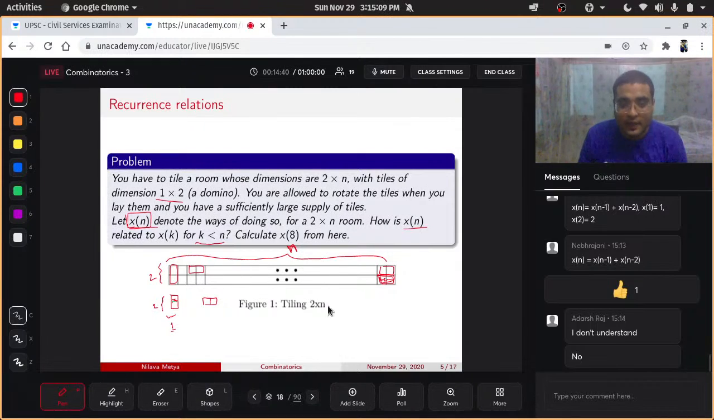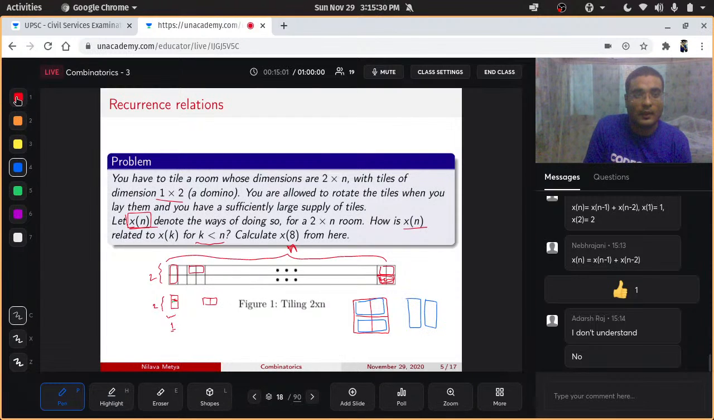So for example, if I have a 2 by 2 room, this that I have drawn, I can either place my tiles like this. This is one arrangement. Or I can place it like this. Draw the 2 by 2 room again. Okay. So I can place both of them. You can see that these two are different configurations, right? So in this case, xn.